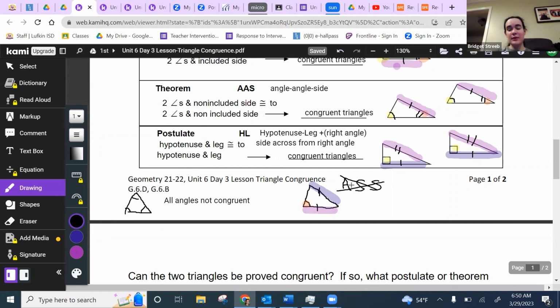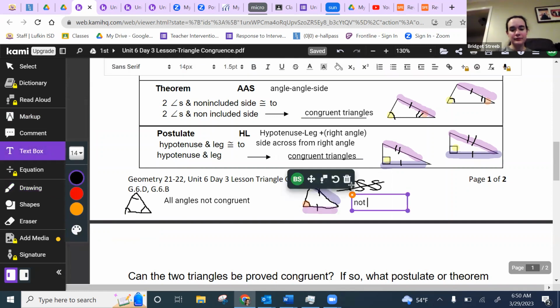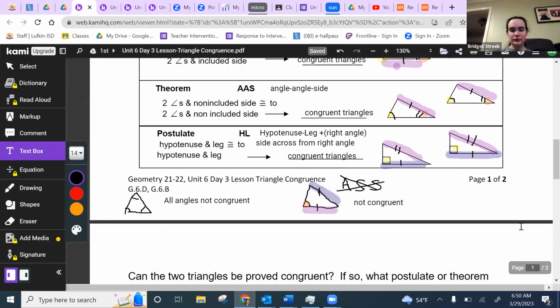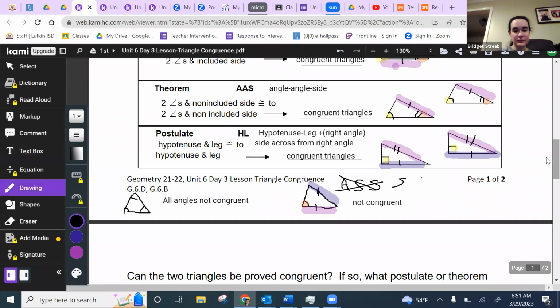You don't put it on your paper. You write not congruent. Also, if you get the reverse of that, so side, side, angle, that is also not congruent because that's this same kind of layout.